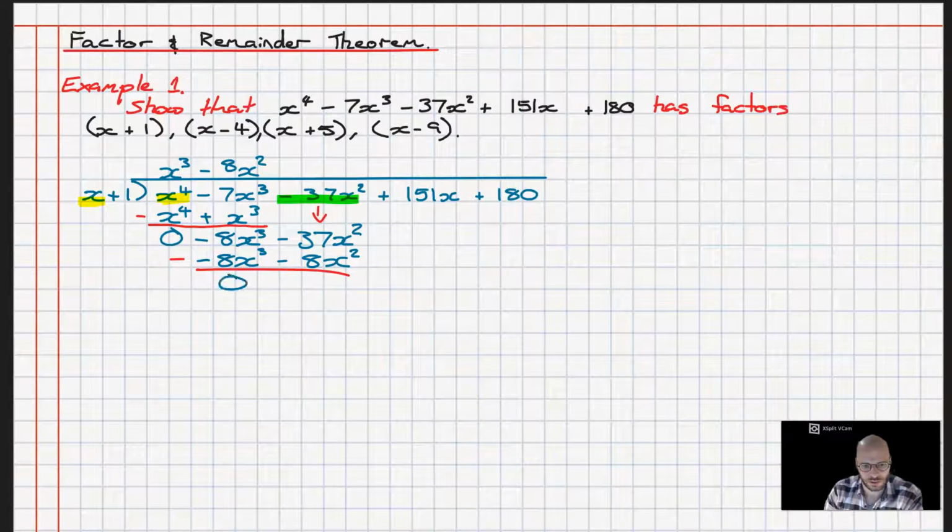Alright, going for some subtraction. First term is nothing, of course. And the second term, minus 37x squared, take minus 8x squared. That's going to come out to be minus 29x squared. Getting the next term along, we bring it down.